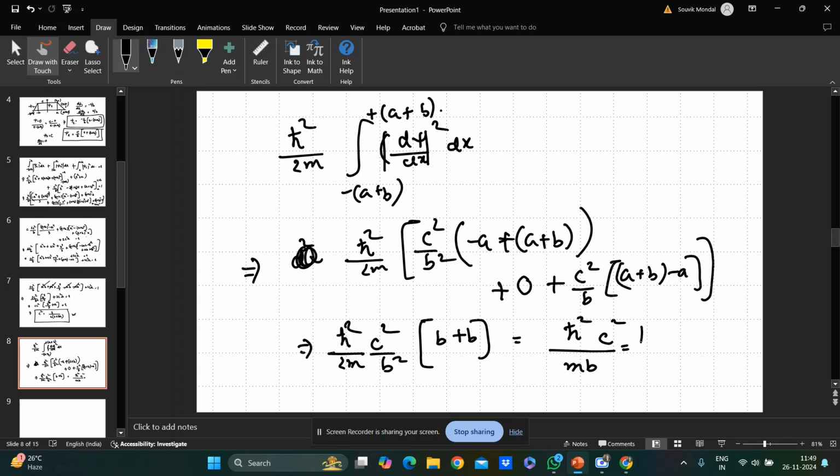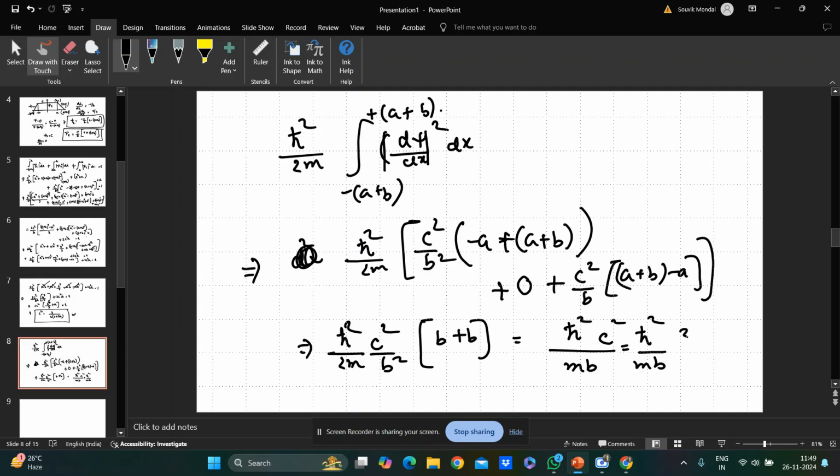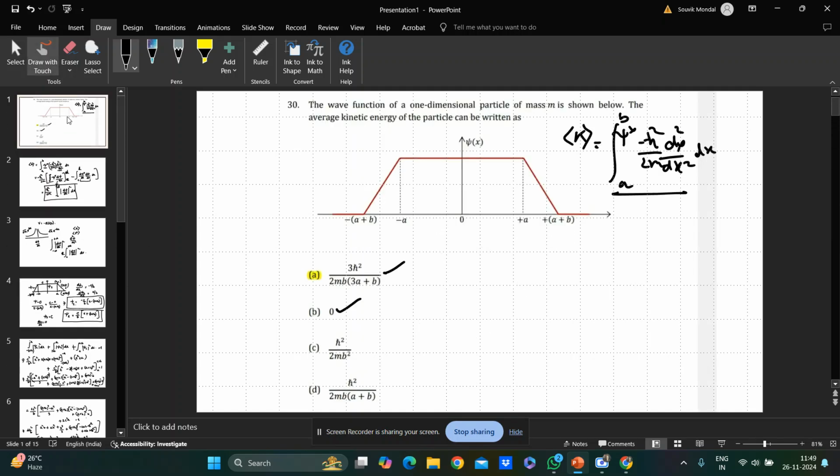So now what is your c square? You already found it, right? c square is 3 by 2 into b plus 3a. I hope this will be correct, but maybe not. There can be some calculation mistake. Okay, it matches, I guess.